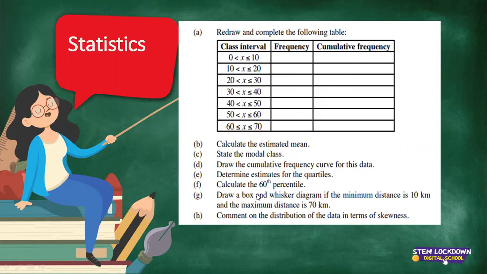We draw our box and whisker with the 5-number summary: the maximum, the minimum, the lower quartile, the median, and the upper quartile. With those 5 numbers, we get our box and whisker diagram. And lastly, comment on the distribution of the data in terms of its skewness. Skewness is determined using the mean and the median. When the mean is less than the median, we say it's negatively skewed, or skewed to the left. And when the mean is bigger than the median, we say it's positively skewed.